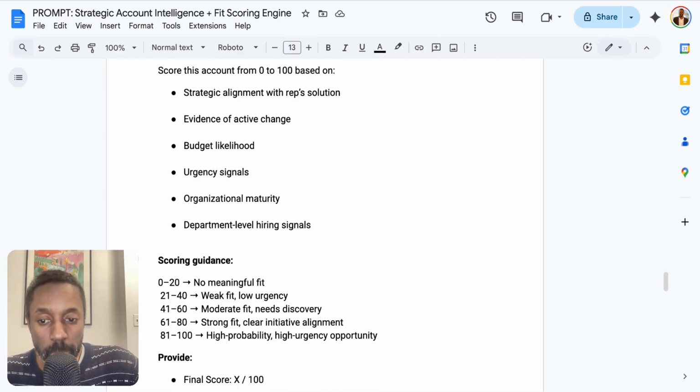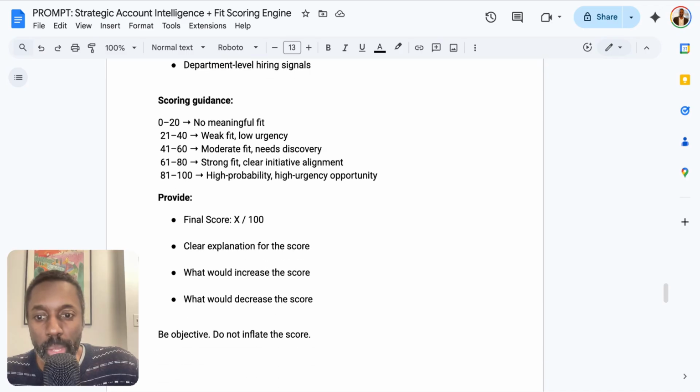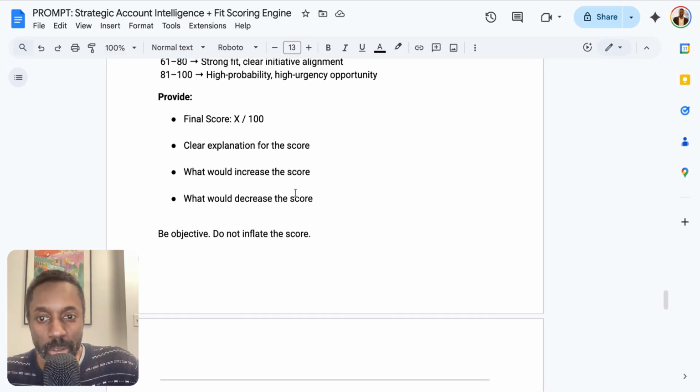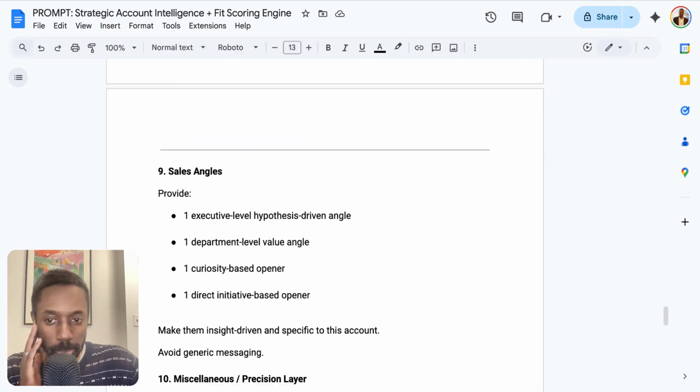And this is a score, right? Obviously, 81 to 100, it's a high probability, urgency, pick up the phone, call right away. And then different tiers you're going to see. From this way, I think anything less than 60 probably won't want to pursue this account. And then lastly, give a fine explanation of why the score, what would need to increase the score, or what would decrease the score. And be subjective, objective, don't inflate the score. Just be matter of fact, right?